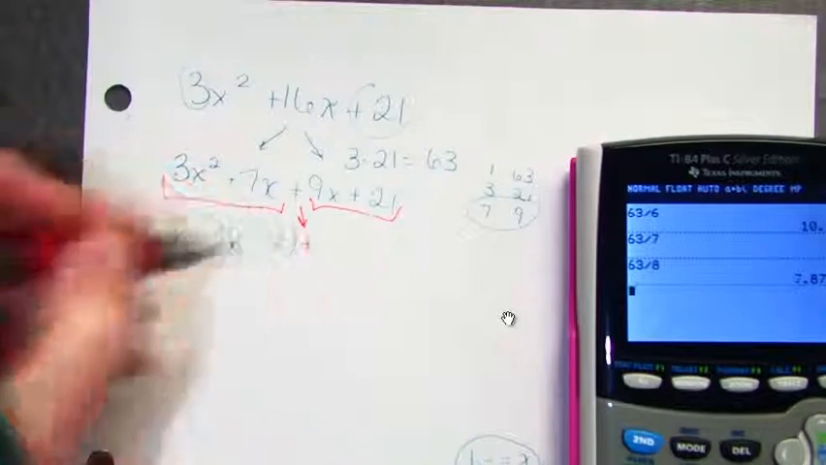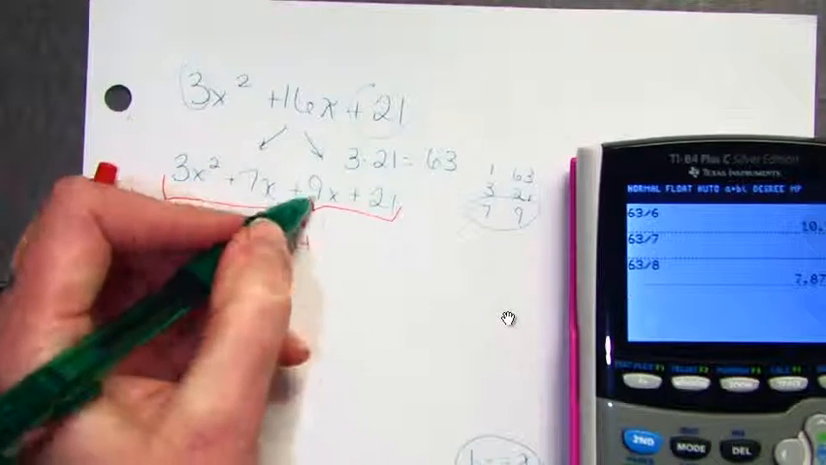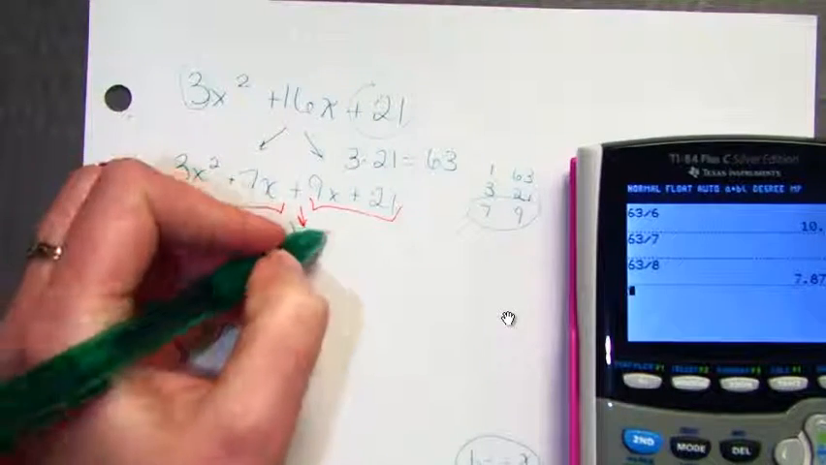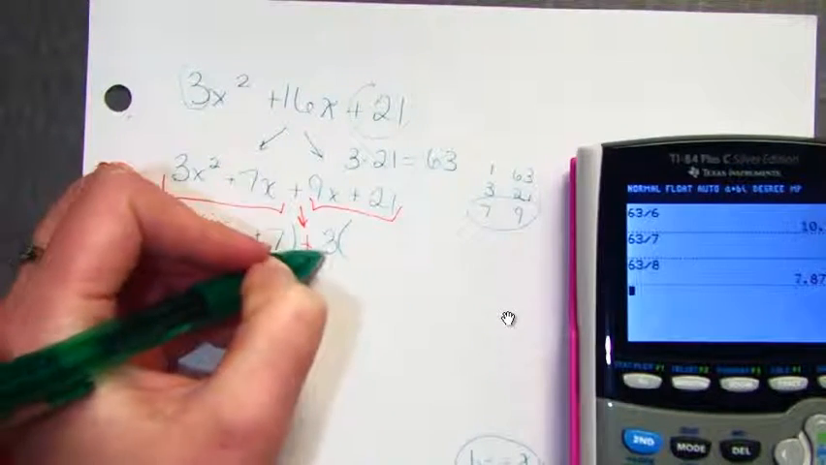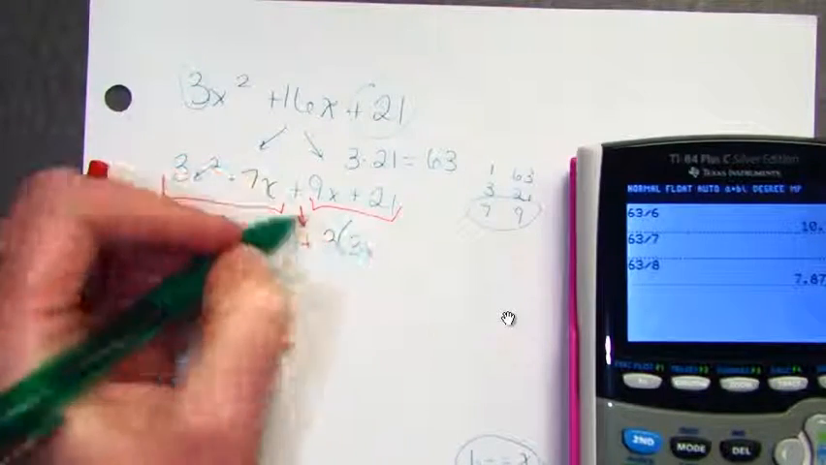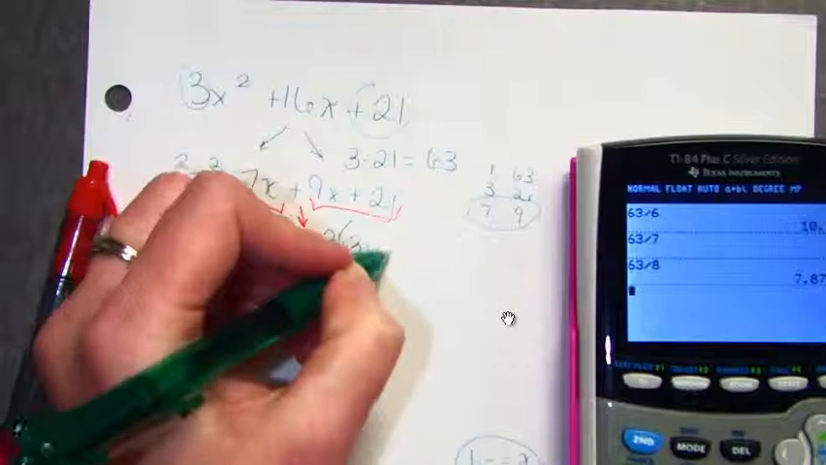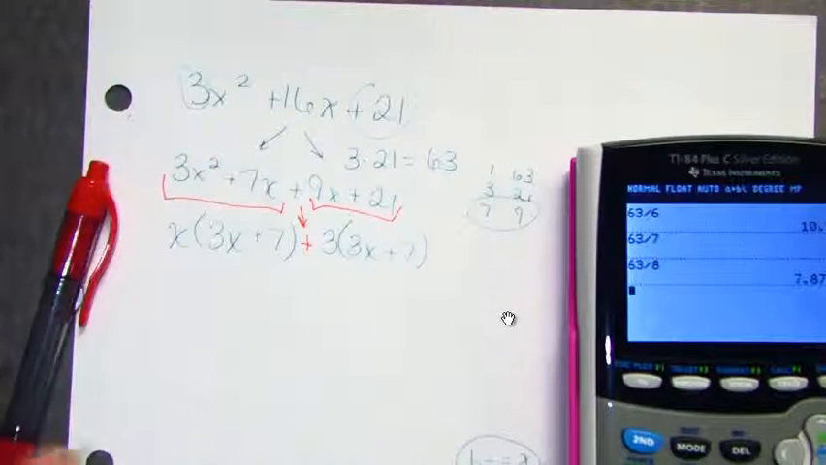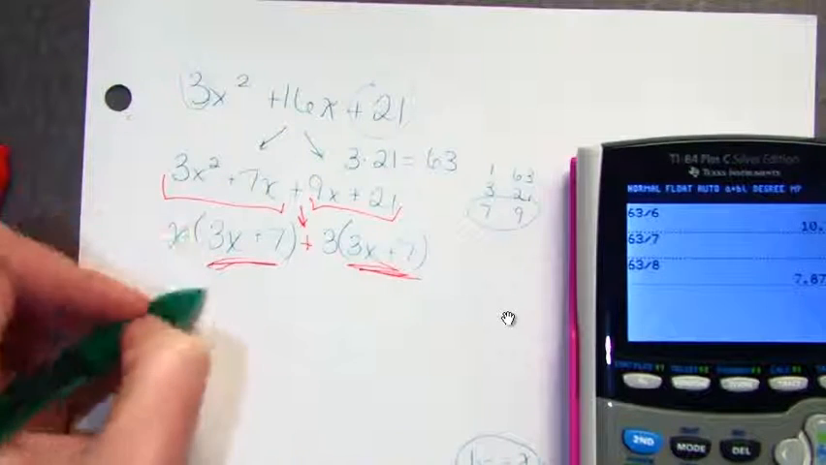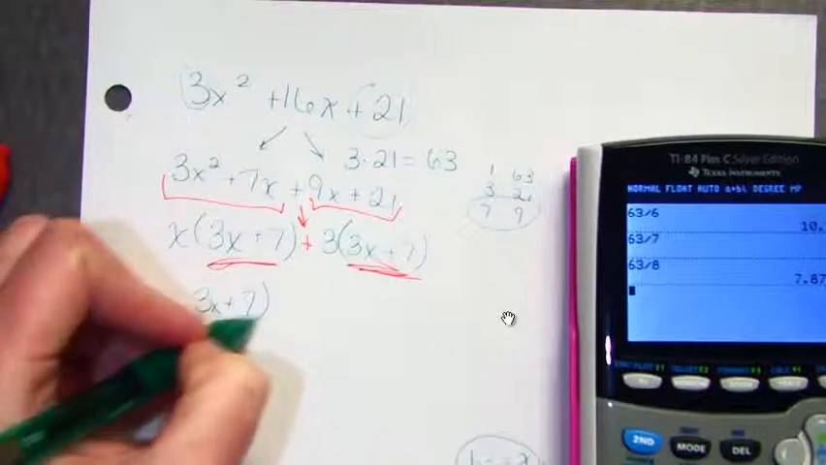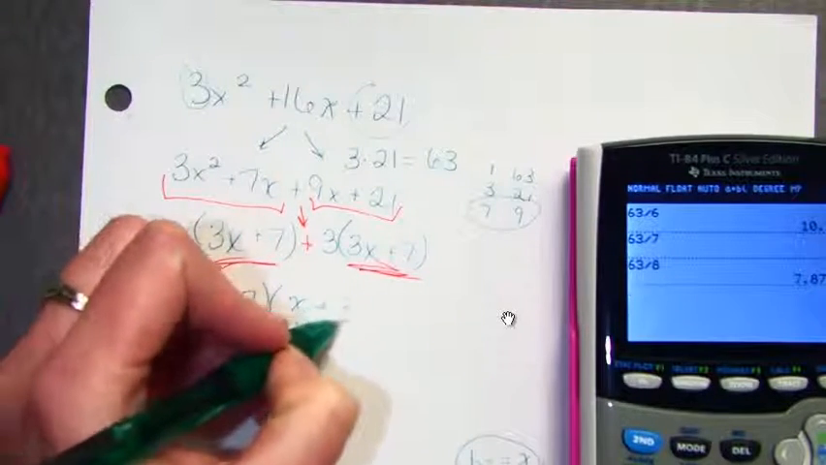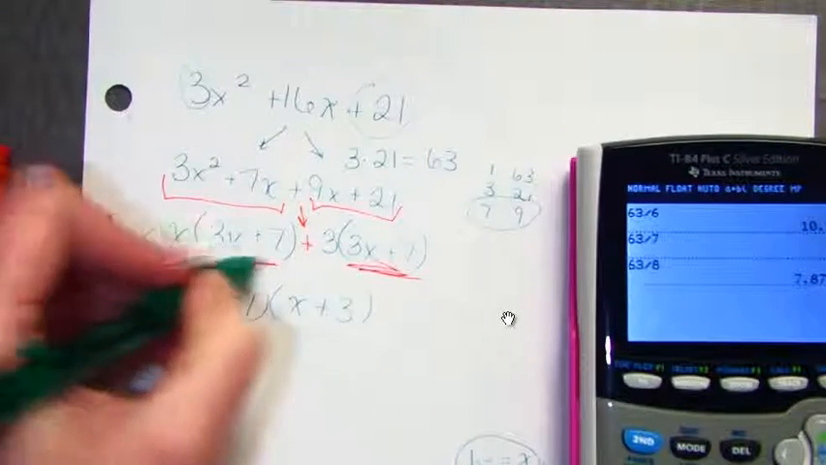Drop that symbol right down. 9 doesn't go into 21, but it looks like 3 goes into each of those. 3 times something is 9x, that something is 3x. 3 times something is 21, that something is 7. And again, we have the twinsies showing up, so twins, 3x plus 7. Leftovers, x plus 3. We now have it in factored form.